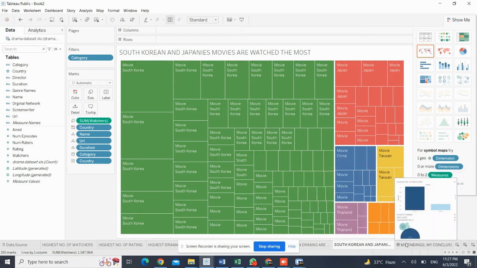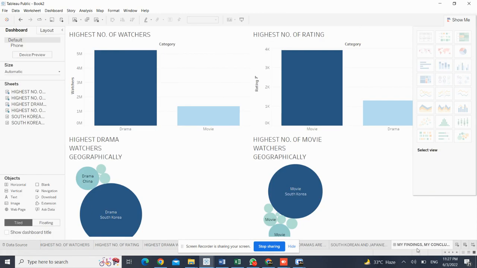So let's move to the last but not least, which is my dashboard, my overall conclusion and findings. For the dashboard, I have entered four major findings: the highest number of watchers, the highest number of ratings, watchers of dramas geographically, and watchers of movies geographically. This finding shows that the highest number of watchers is for dramas and the highest ratings are for movies, and they have an inverse relation.